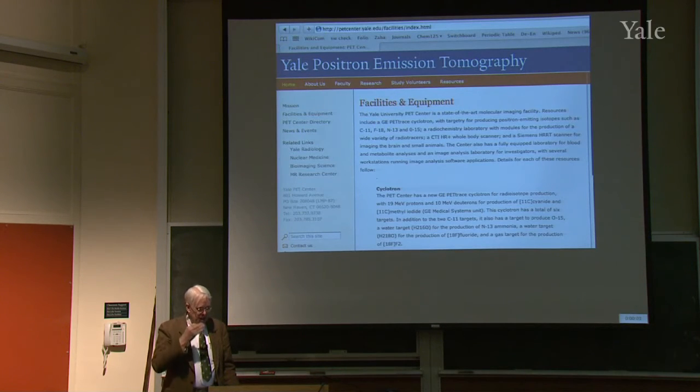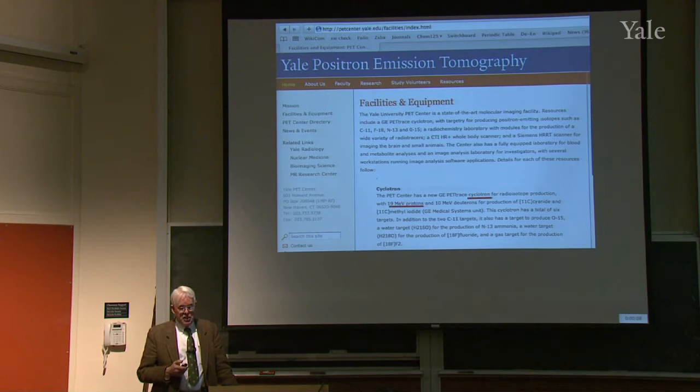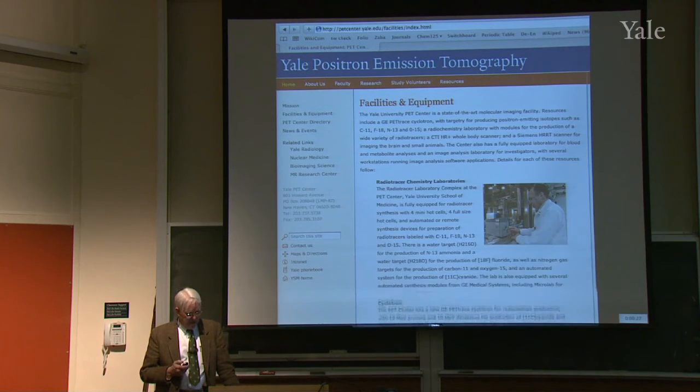Now, if you go on to the petcenter.yale.edu, you see that they do this positron emission tomography. And you see what they have is a cyclotron that generates these high energy protons that can convert one element into one of these radioactive elements that'll generate positrons. Okay? And you see they have a water target so that you can produce fluoride. They also have targets to produce those other elements I talked about. And they say they also have 2 fluorine 18 synthesis modules, one for nucleophilic substitution and one for electrophilic substitution.